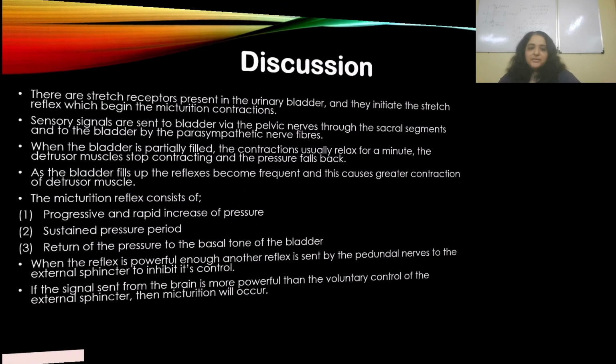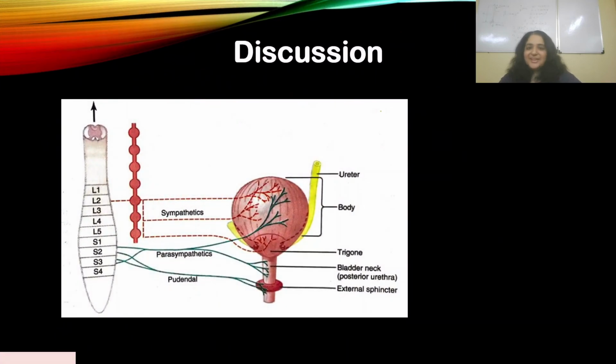All right, so this is a diagram of the bladder. If you want, you can draw it in your book, or you may take notes of it. You can see over here the pudendal nerve, and this is the parasympathetic.